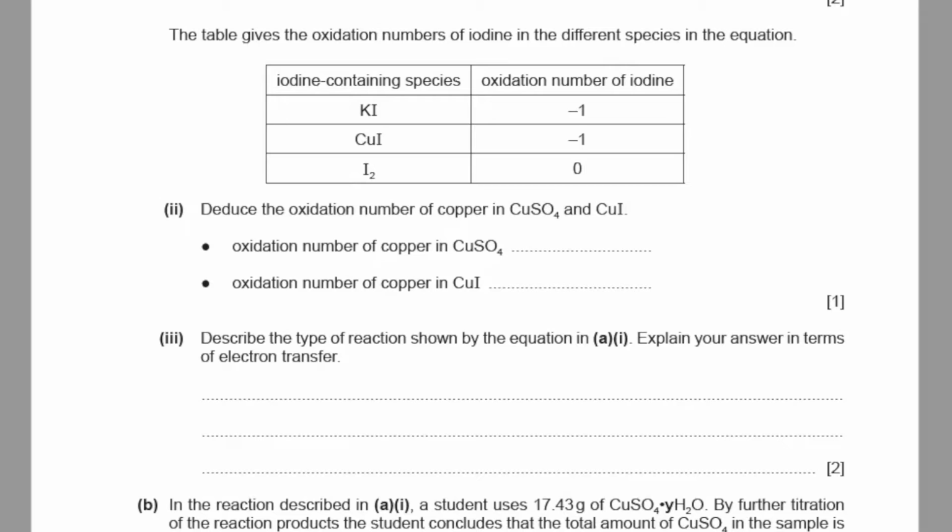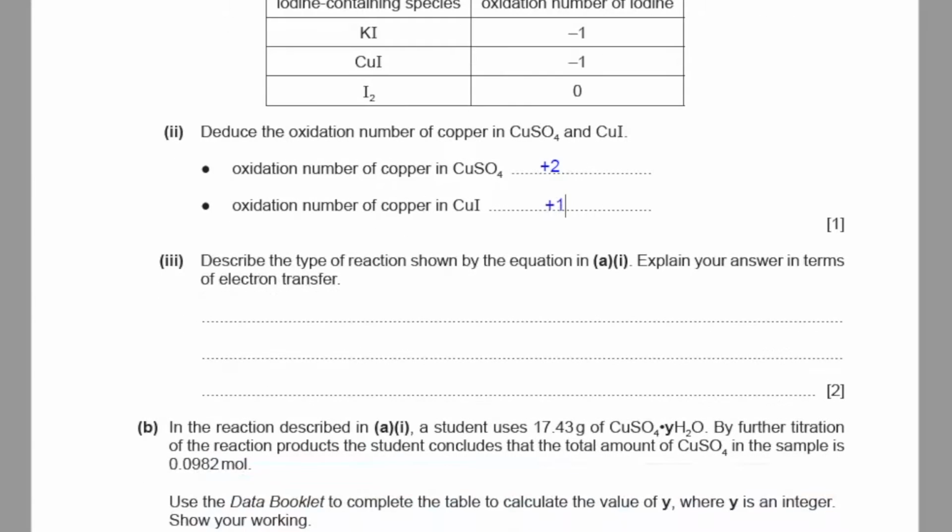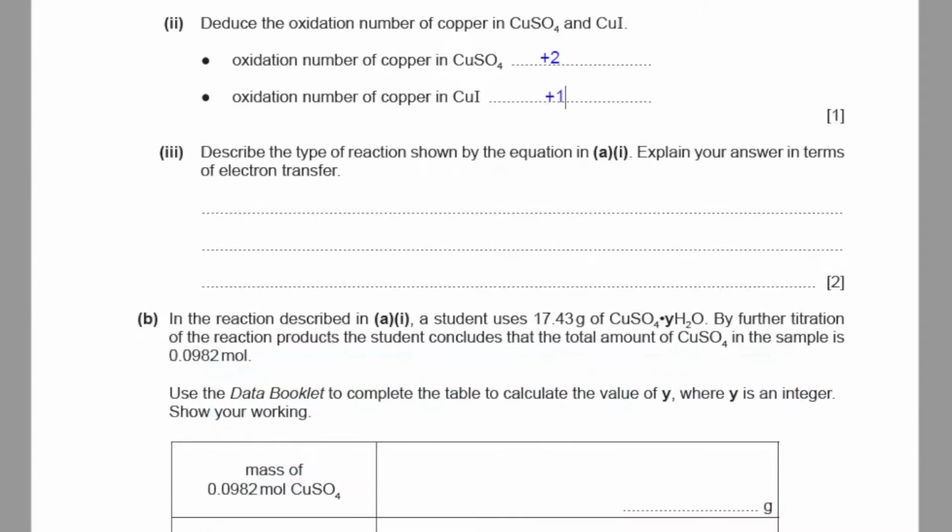The table gives the oxidation numbers of iodine in different species in the equation. Part 2, deduce the oxidation number of copper in CuSO4 and CuI. The oxidation number of copper in CuSO4 is plus 2, since SO4 2 minus the polyatomic ion has an overall charge of negative 2, so that it balances the whole thing. Oxidation number of copper in CuI is plus 1, since iodine has an oxidation number of negative 1. Getting to balance the oxidation numbers.